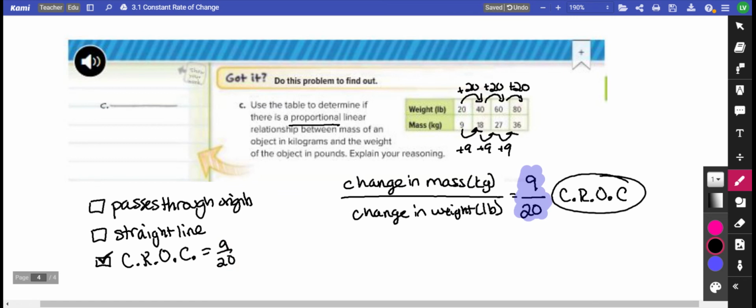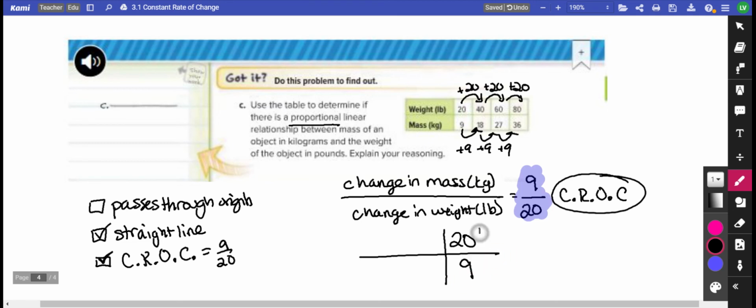Then I want to determine whether or not it is a straight line. Well, if it's increasing by the same amount every time and it has a constant rate of change, it is going to be a straight line. The last one is to see whether or not it passes through the origin to determine if it's a linear relationship.